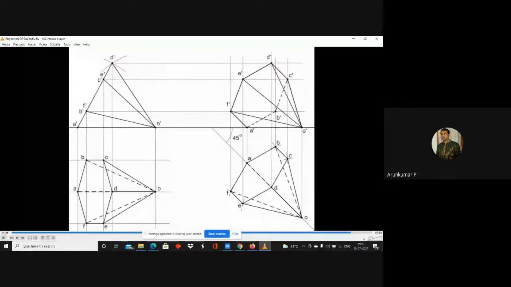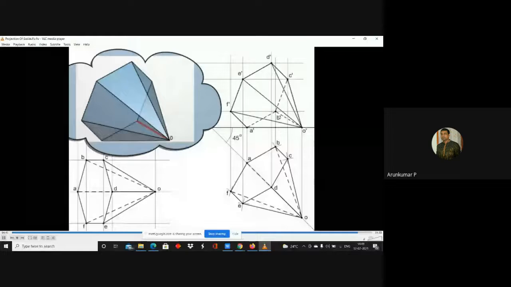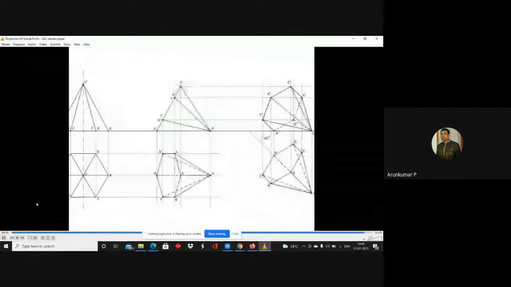Anything else is hidden. So these edges of the base are hidden, and this OB is also hidden. O dash B dash is hidden. So that you can represent it by hidden lines. So this is the solution.